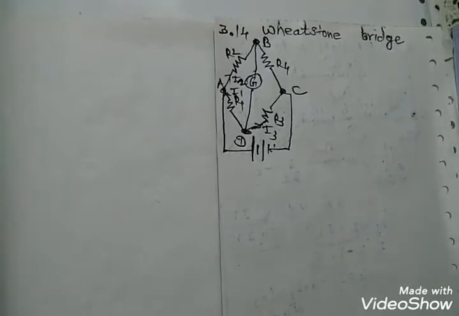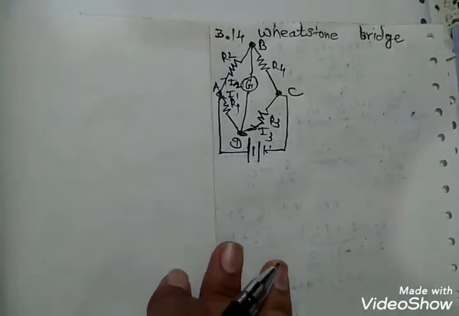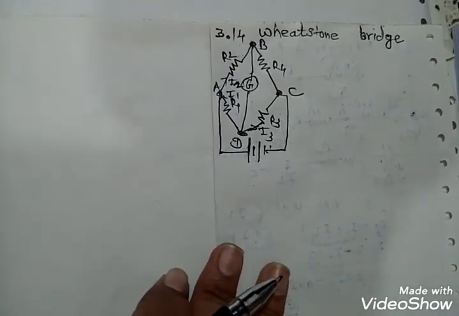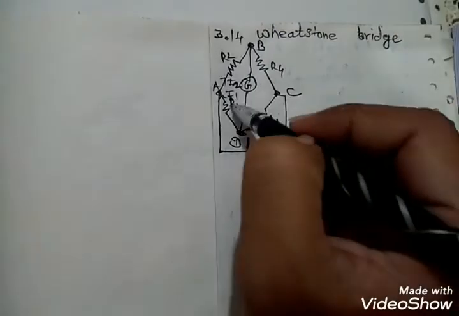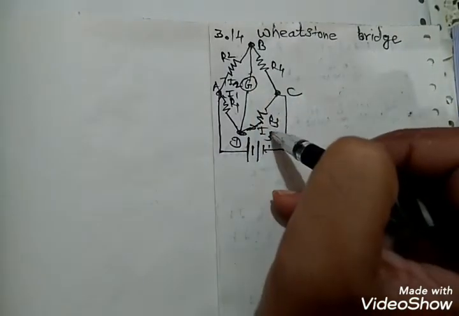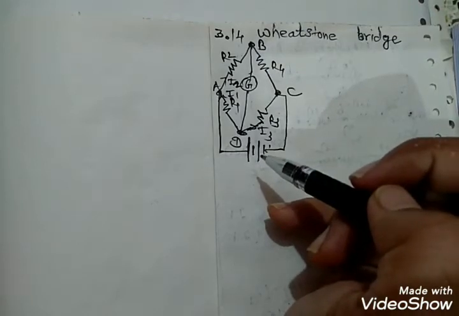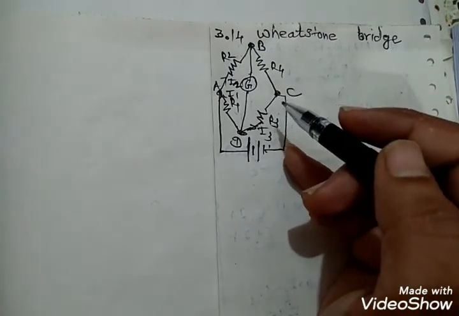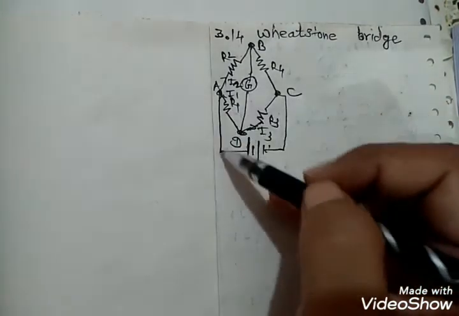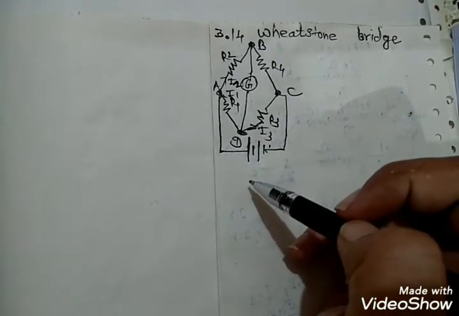Topic 3.14, Wheatstone bridge. As an application of Kirchhoff's rules, consider the circuit shown in this figure, which is called the Wheatstone bridge. In the Wheatstone bridge, there are four resistors R1, R2, R3 and R4 connected in this way. For simplicity we assume that the cell has no internal resistance.